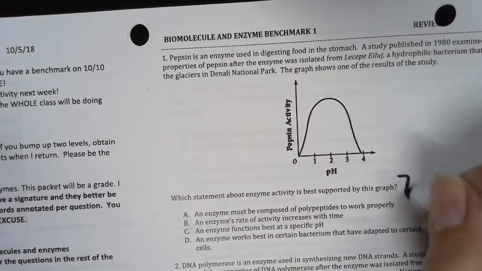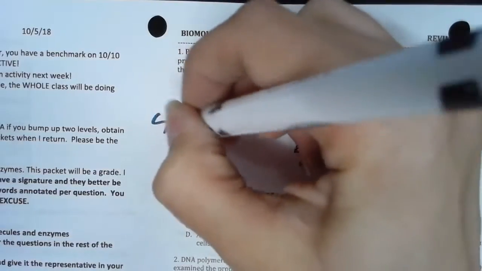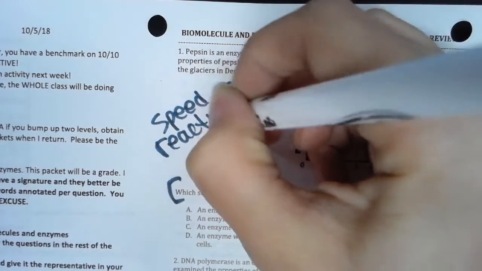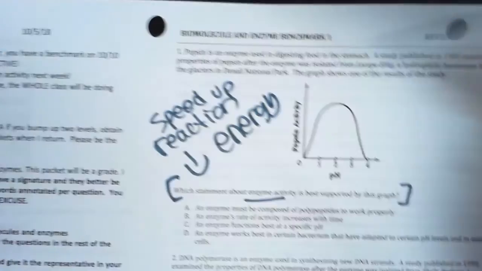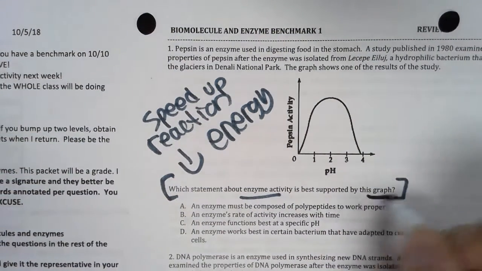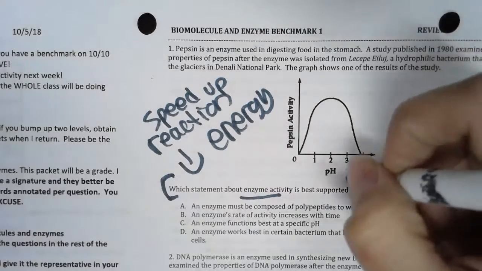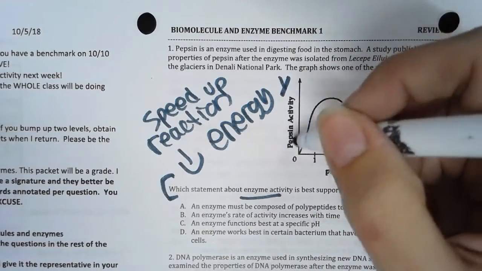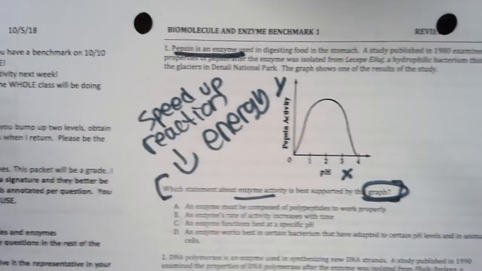All right. We are going to start by bracketing the question. It says, which statement about enzyme activity? Enzymes, remember, speed up reactions by lowering the amount of energy that it takes. All right, it's asking what is best supported by the graph. So I need to look at my graph. On the x-axis is pH, and on the y-axis is pepsin activity. Pepsin is simply an enzyme. If you didn't know that, you could read it in the question.